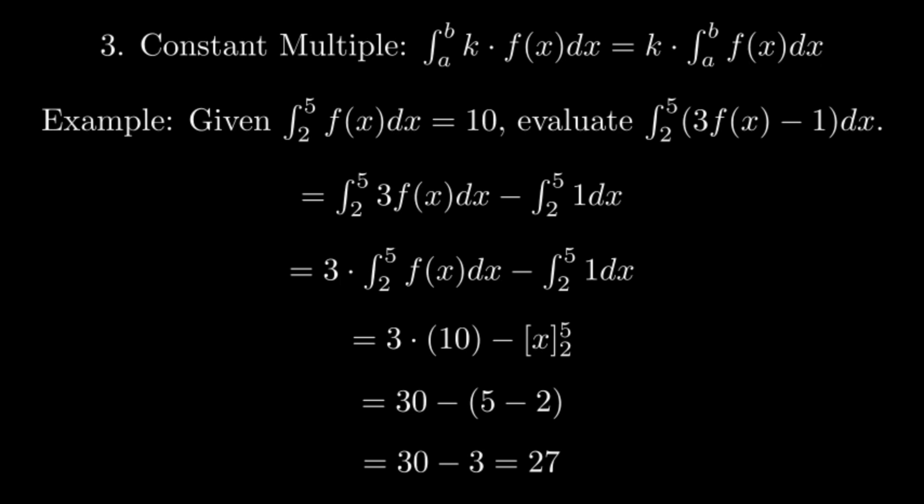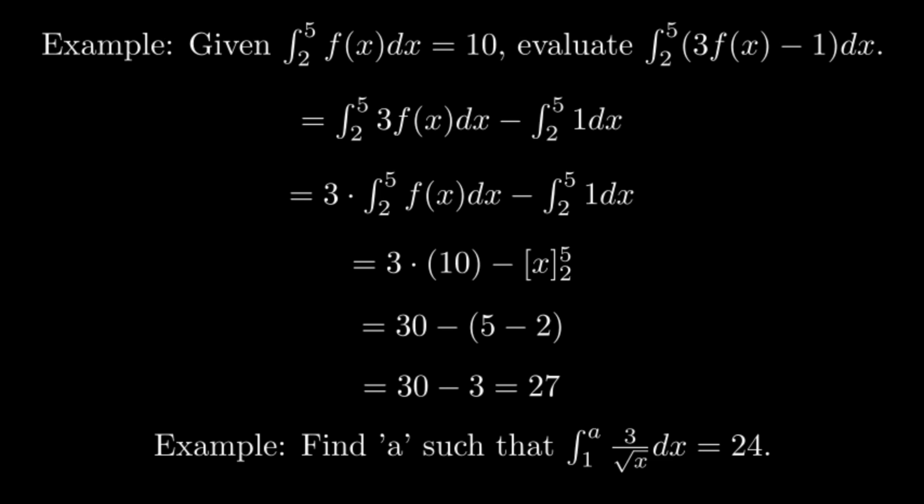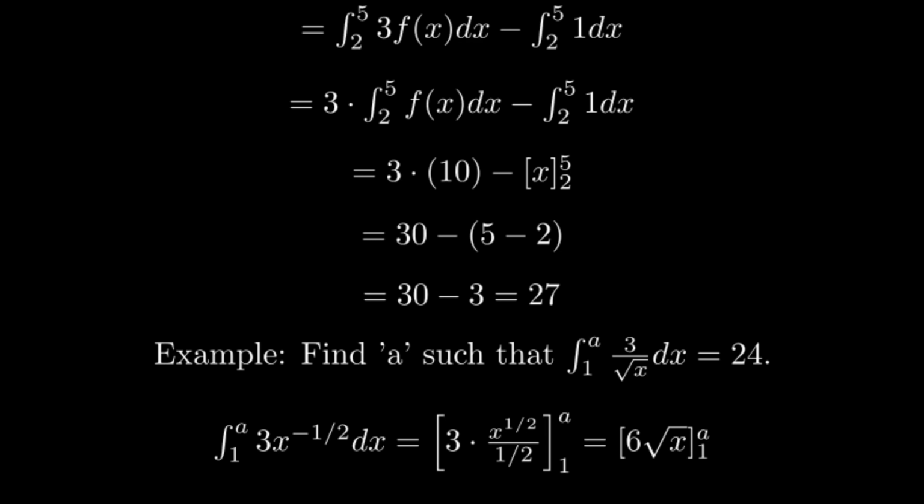Let's do one more type of problem, where we have to solve for an unknown limit of integration. We need to find the value of a that makes the integral of 3 over the square root of x from 1 to a equal to 24. First, let's evaluate the integral. We rewrite the integrand as 3 times x to the power of negative 1/2. Using the power rule, we get 6 times the square root of x.